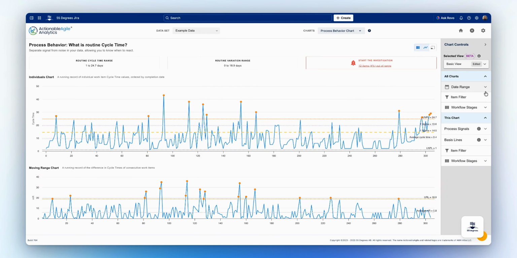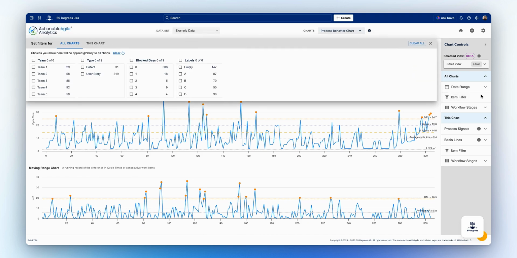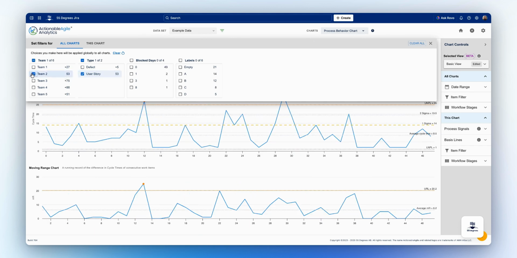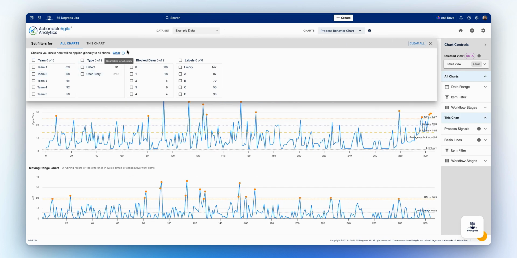Now that you're familiar with how to navigate the chart, you may wish to gain more granular insights into specific facets of your process stability. Like our other charts, you can filter down the data shown by choosing one or more of the available controls, such as the item filter. This would allow you, for example, to compare the stability of certain work item types, teams, or any other attribute you have loaded in with your dataset.